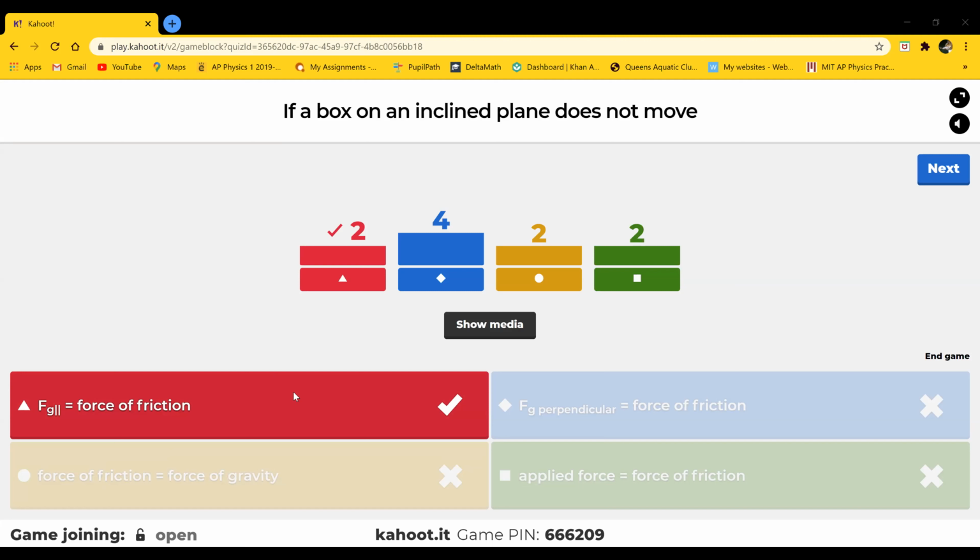So it's the component of gravity that's pulling this object down. If you have an incline and you put a block on it, it's obviously going to fall down. But if you have friction, and friction can counter that component of gravity, your object won't move. And that's why F_G parallel has to be equal to the force of friction. So let's move on to the next question.